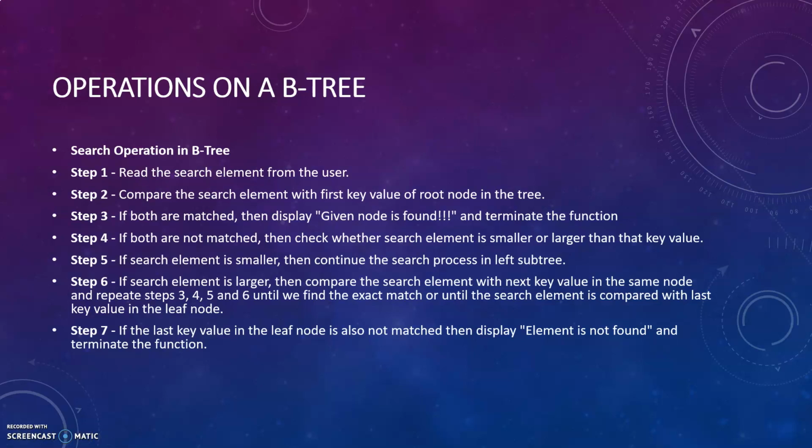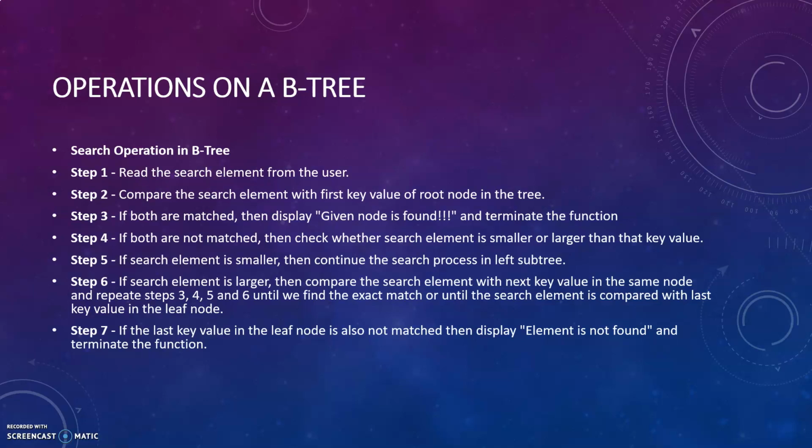As we have seen before, first read the search element from the user, and compare the search element with the first key value of the root node in the tree. If both match, then you display that the given node is found and terminate. If not, you check whether the element is smaller or larger than the key. If it is smaller, then continue to the left subtree. If it is larger, you compare it with the next key value, and the same process is repeated until the search element is compared with the last key value of the leaf node. If it is the last key value, then you display the message that the element is not found.